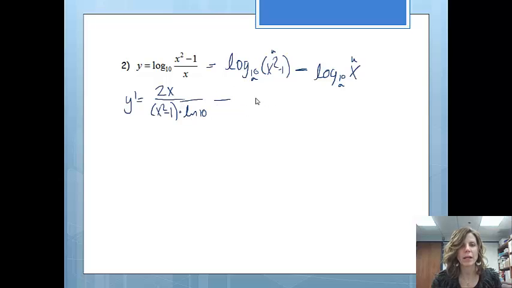And then minus, same thing, du over u, so it will be 1 over x times the natural log of a, so times the natural log of 10. Okay, so that's pretty much it.